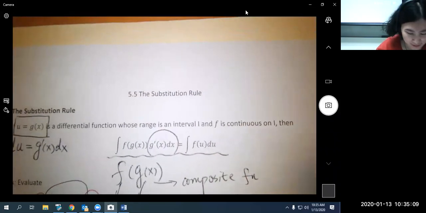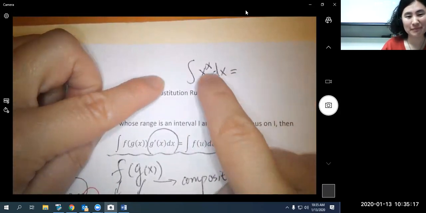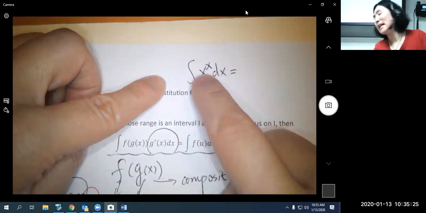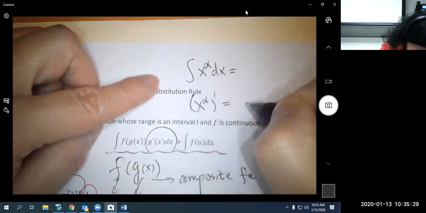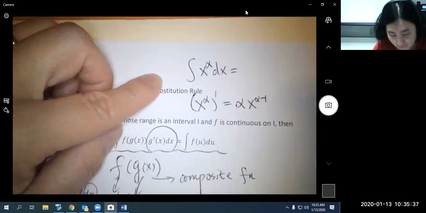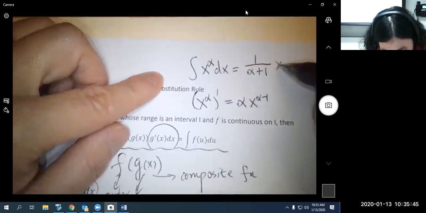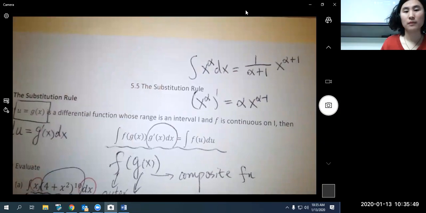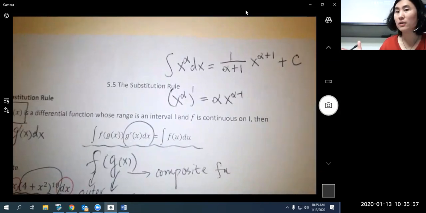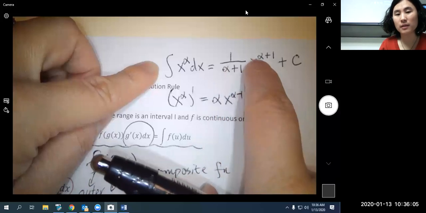Okay, let me write it here. The integral of x to the alpha's power dx. Alpha is a constant here. So how to find its antiderivative? This is not a derivative. If we're having a derivative, x to the alpha's power's derivative gives us alpha times x to the alpha minus 1. Remember that for derivative? But for antiderivative, what should we do? We're adding 1 to the alpha, right? And then times x to the alpha plus 1. And because this is an indefinite integral, we have to add a constant c. If you forget this formula, fine, but make sure you review, okay? The integral of x to the alpha dx equals 1 over alpha plus 1 times x to the alpha plus 1's power plus constant c.